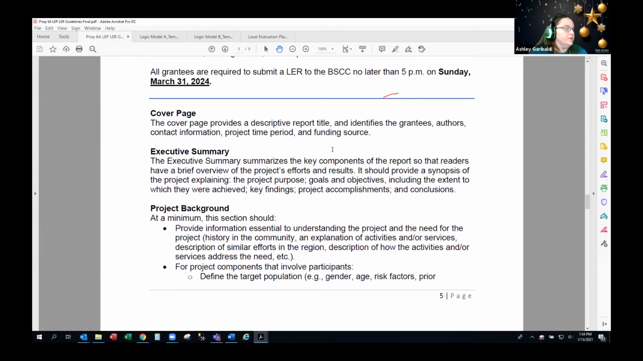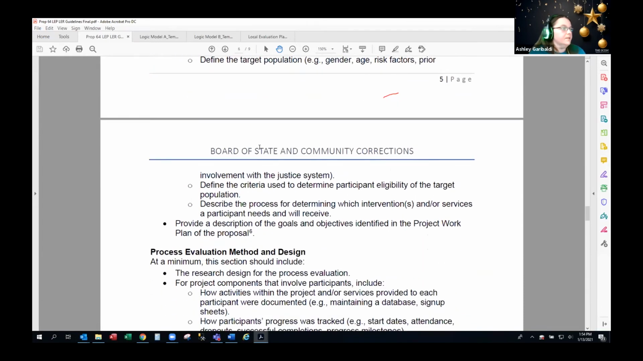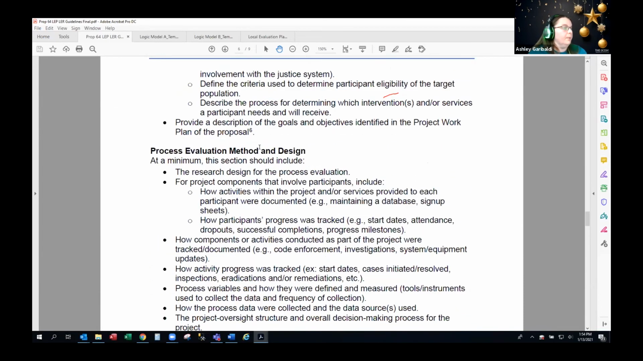It has the high points of what happened: purpose, goals, and objectives, to the extent they were achieved, key findings, project accomplishments, and conclusion. Reiterating the project background, past tense, of course. Then we're going to talk about how you had your process evaluation, what you did, and how it worked.